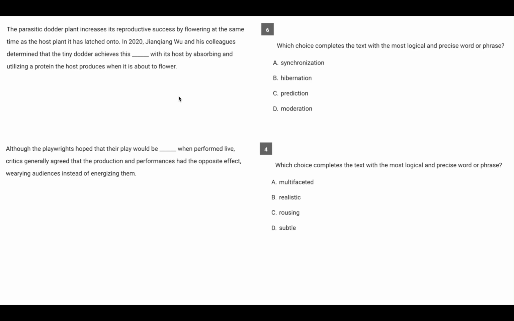Next question. Although the playwrights hoped that their play would be something when performed live, critics generally agreed that the production and performances had the opposite effect. Okay, the word although is a signal that we are going to have some kind of contrast. So if we are provided with some example, we should usually pick the opposite of the meaning of that example. So although the playwrights hoped that their play would be something, critics agreed that the production had the opposite effect. It was wearying audiences instead of energizing them.